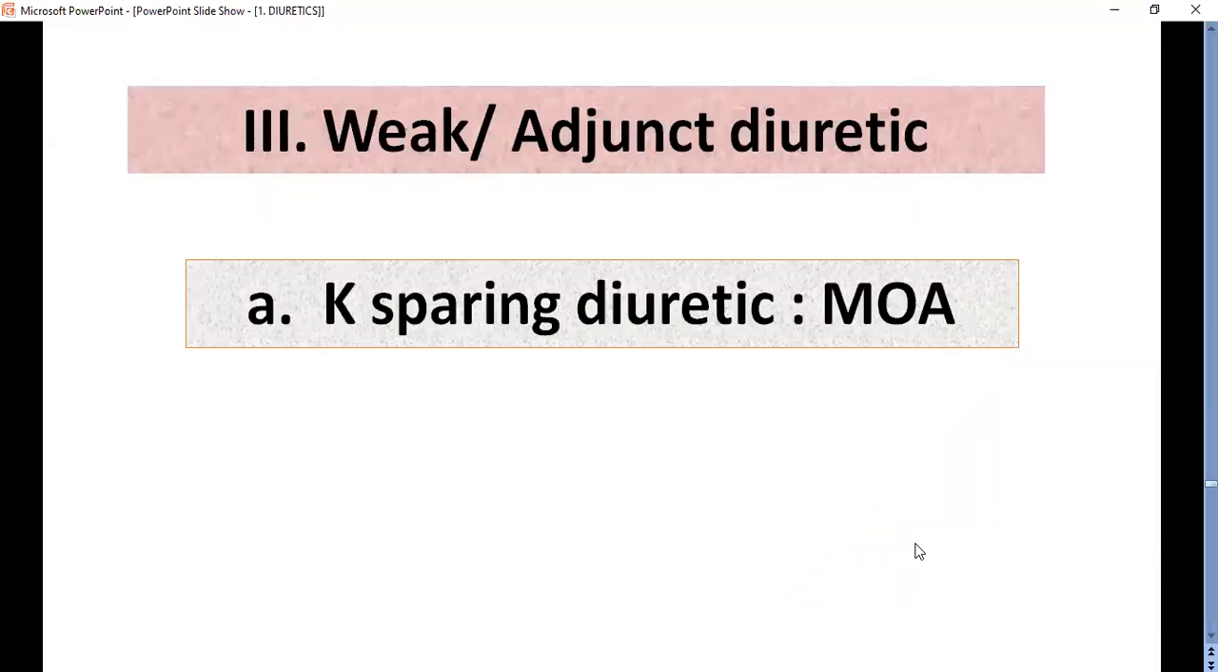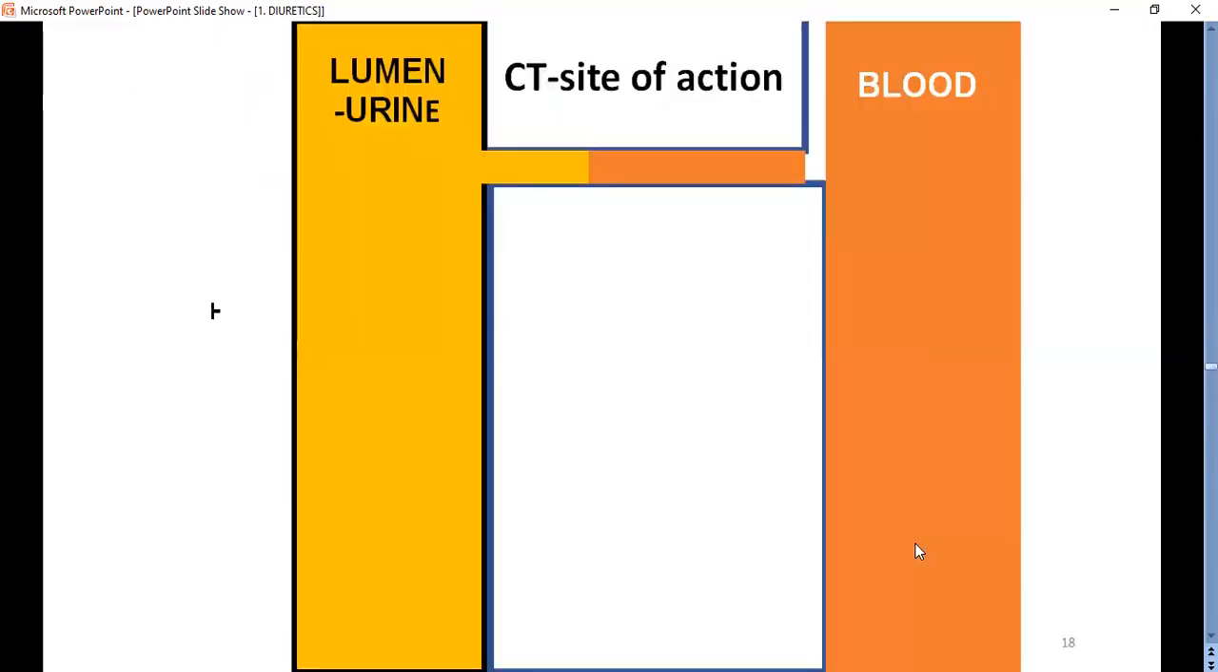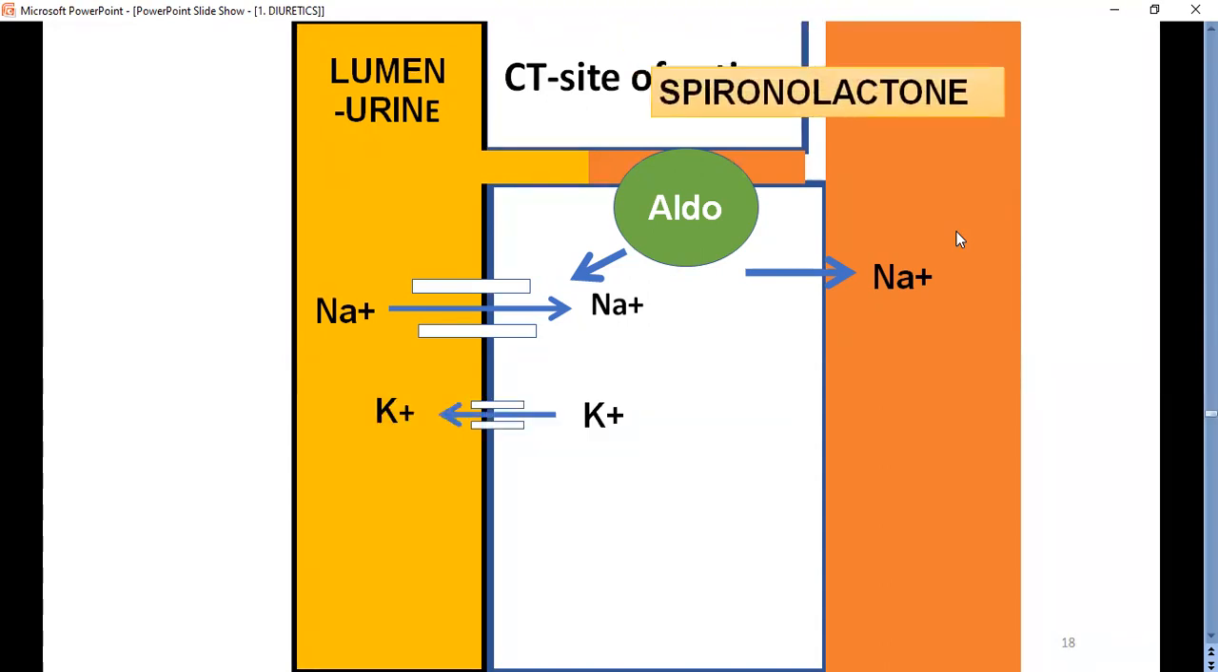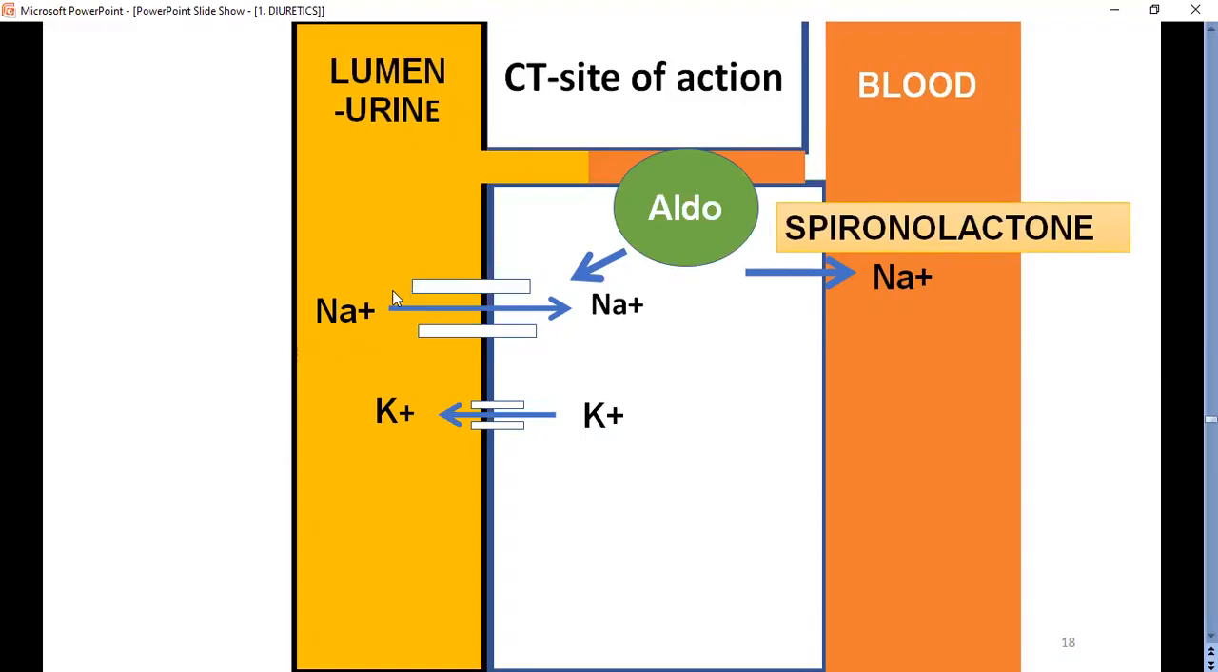Third one, weak or adjuvant diuretics. These can be potassium-sparing diuretics. The site of action is the collecting tubule. There is a channel which is known as the epithelial sodium channel, which allows the influx of sodium ions into the epithelium, and this sodium is reabsorbed back into blood. And this reaction is mediated by aldosterone. Aldosterone increases the reabsorption of sodium into the blood.